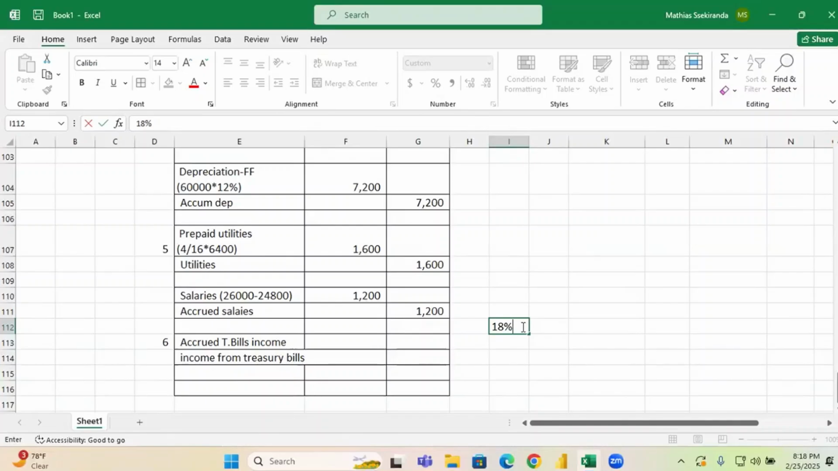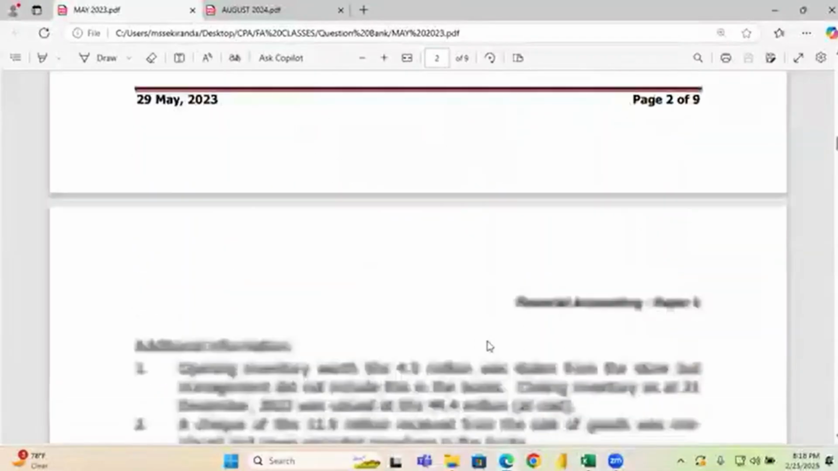We get 18% times 250. This is what we call the annual interest. But remember, we are only recognizing interest for 9 months. 9/12. Why 9 months? Because the investment was made on 1st of March.